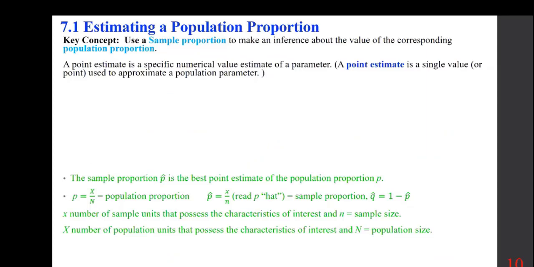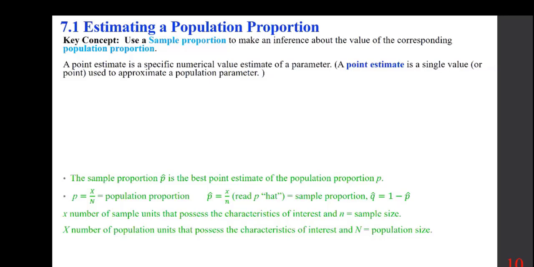So this is the synopsis. Use a sample proportion to make an inference about the value of the corresponding population proportion. A point estimate is a specific numerical value estimate of a parameter. A point estimate is a single value or point used to approximate a population parameter. The sample proportion P hat is the best point estimate of the population proportion P.